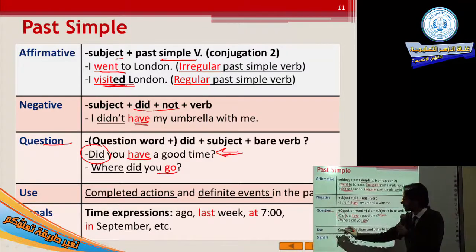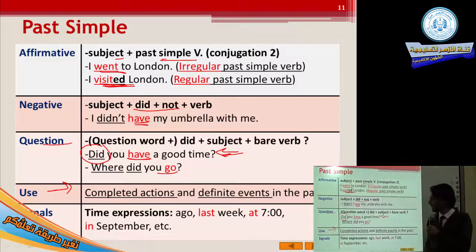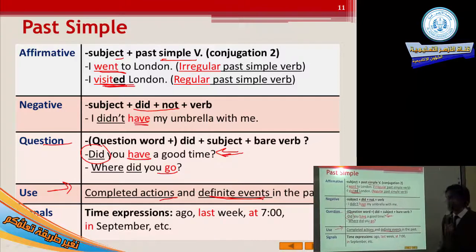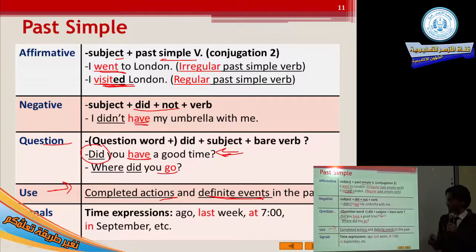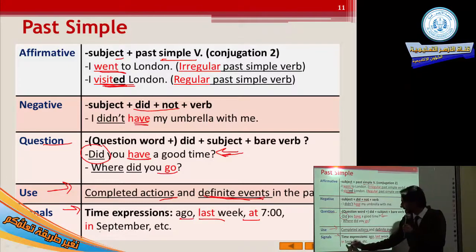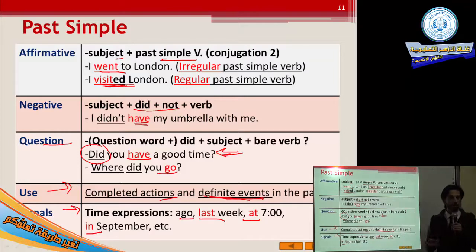Short answers. We use it for completed actions and definite events in the past. The exact time must be mentioned. This is the meaning of definite event. Okay, we use time expressions such as ago, last week, last month, last year, at 7 o'clock, at 8 o'clock, in September, in December, and so on, to express an exact time in the past simple.